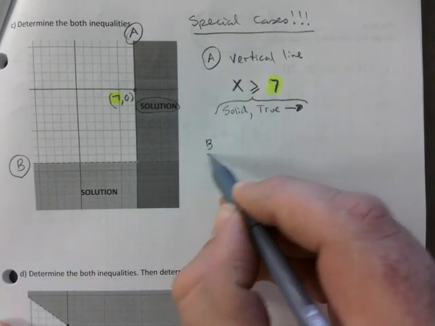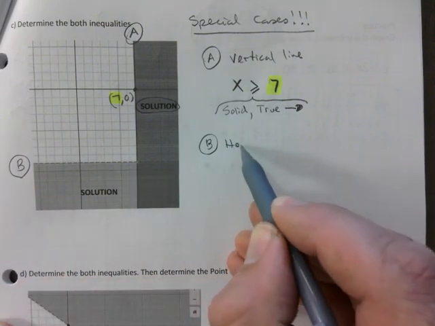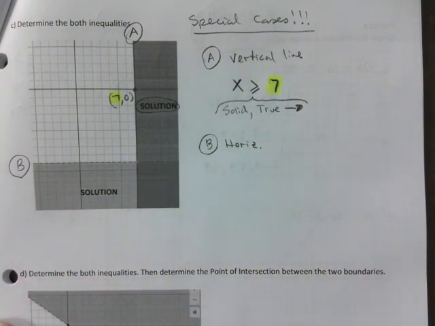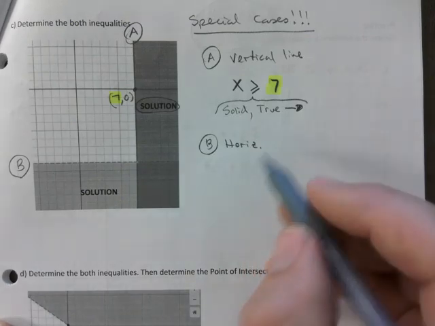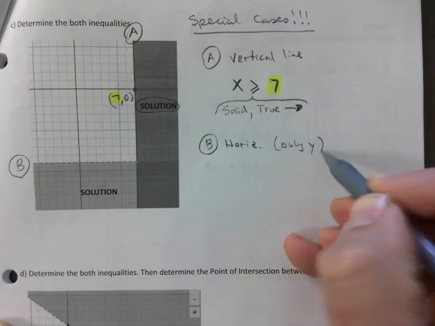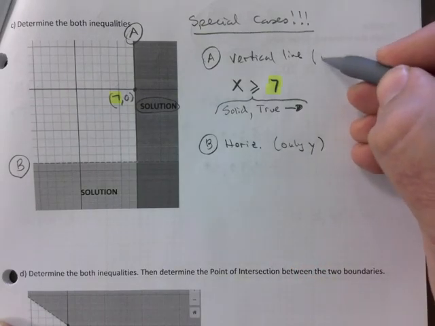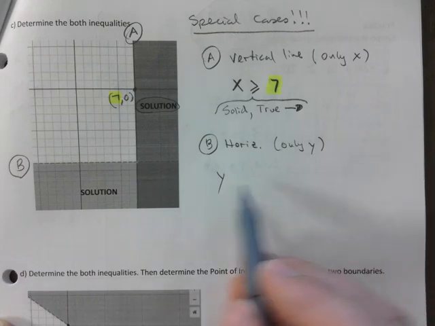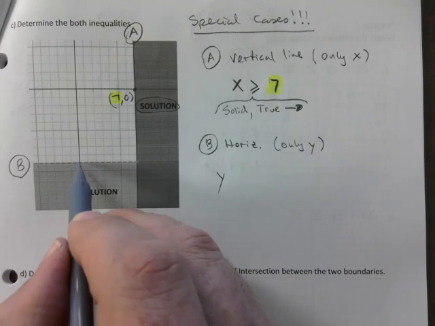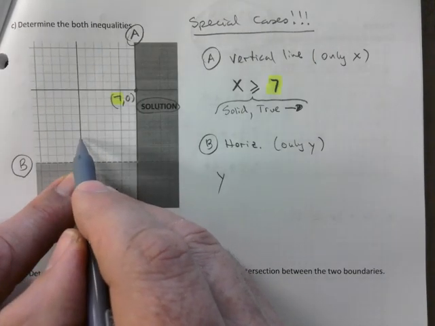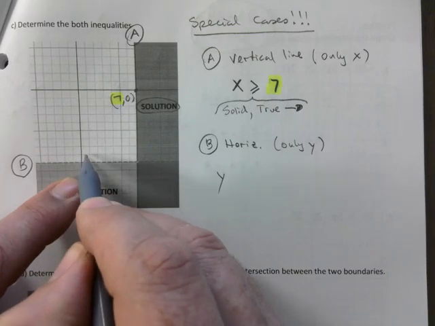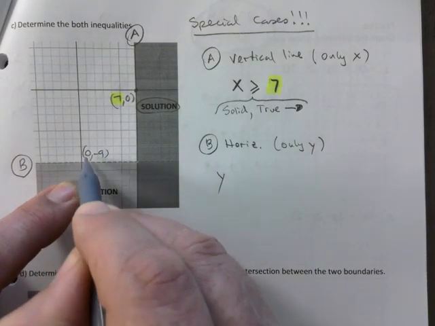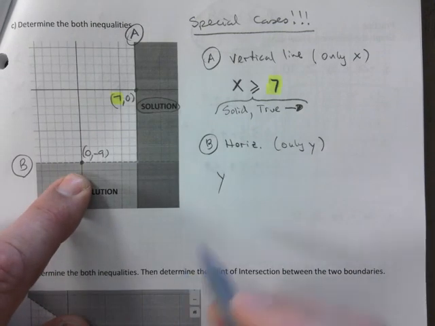For B, horizontal line, not a diagonal, right? It's horizontal. So there's only going to be y there. Only y. Maybe up in the vertical here, only x. So I know it's going to be y. Where is it going to go? What's the number here? You just go look, right? This is 5, 6, 7, 8, 9. So this is 0, negative 9. This point right there. So you know this is going to be a negative 9 here.